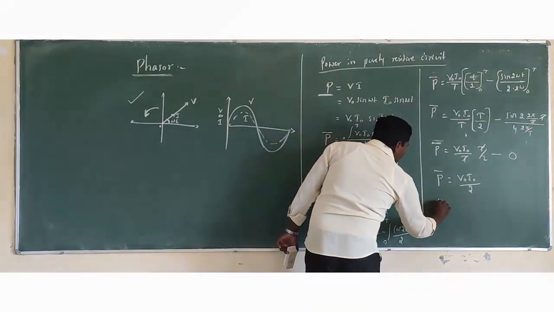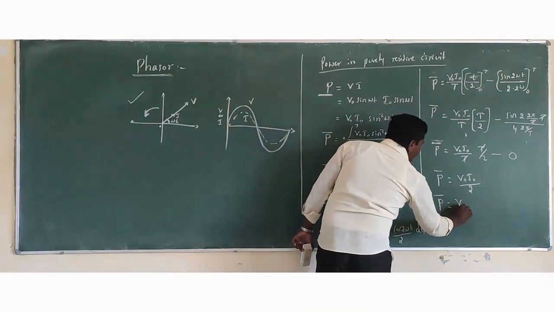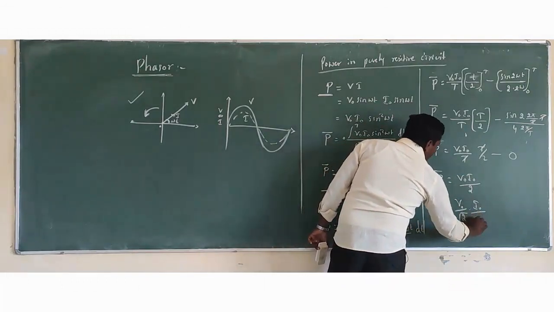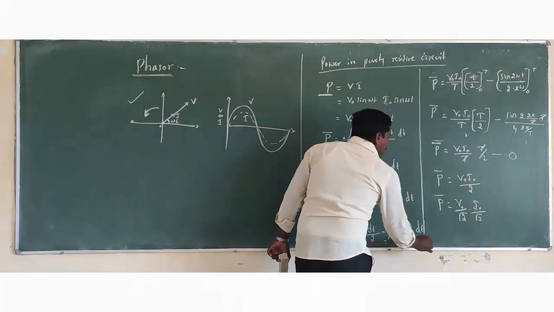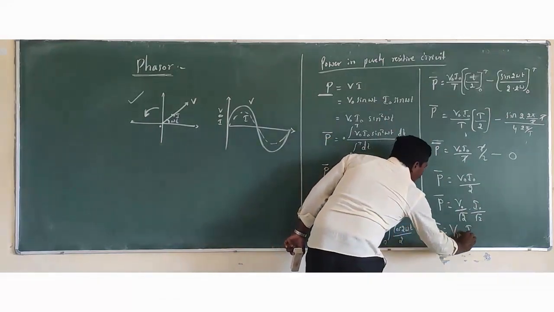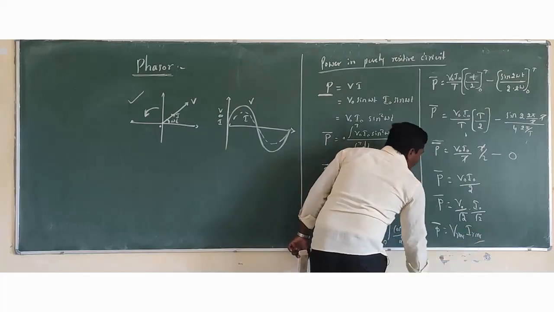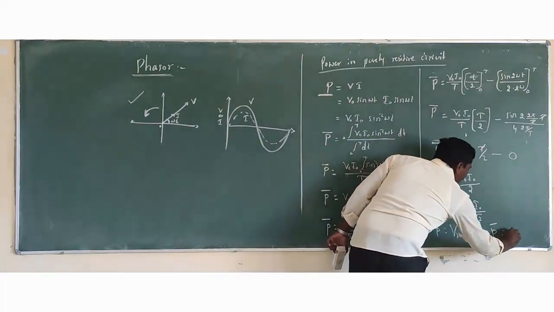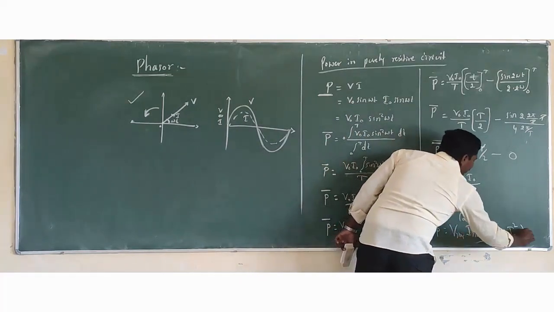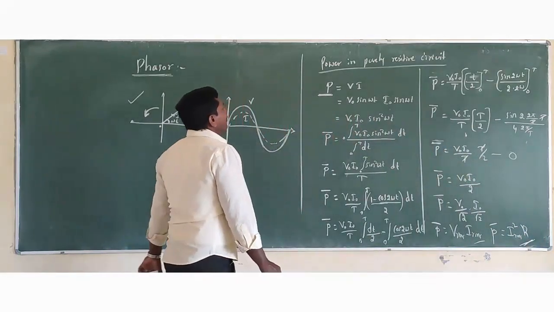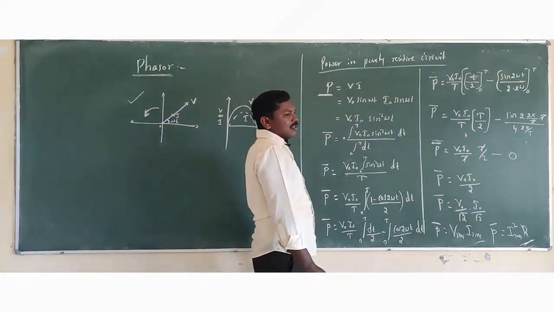This can also be written as average power is equal to V naught divided by square root of 2 into I naught divided by square root of 2, and this can be written as V rms into I rms. We can also represent it as I square rms into R. So this represents the power in a purely resistive circuit.